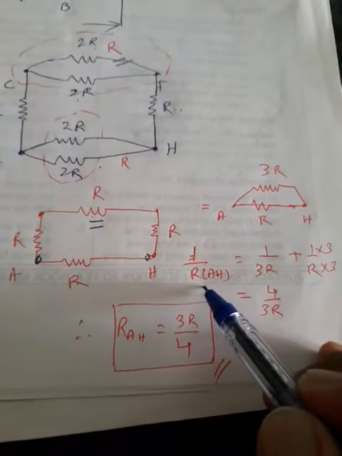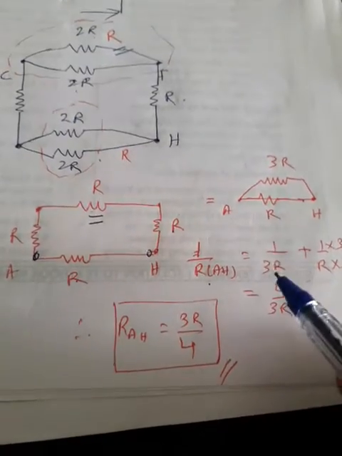So the resistance across is given by the formula 1 upon R1 plus 1 upon R2. So 1 upon 3R plus 1 upon R. So that comes to R_AH, the resistance between the face diagonal, is 3R by 4.